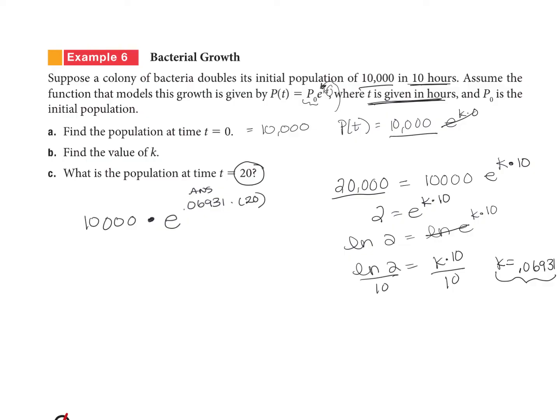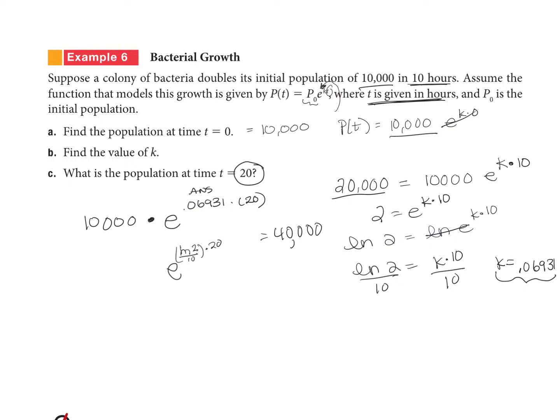10,000 times e, using my full value, so second answer. I could actually type in, if I don't have an answer key, natural log of 2 divided by 10 times 20, which would just be 2 natural log of 2. That's really great math right here. Okay, so I'll do the calculator. All right, answer key times 20. And I sure as heck get 40,000, which is what I want.